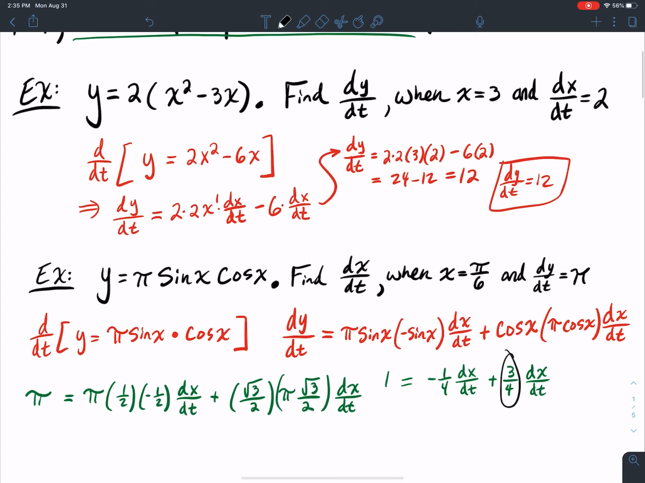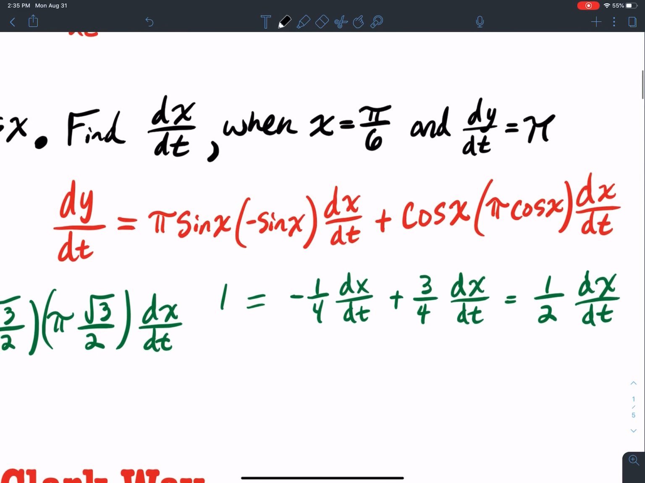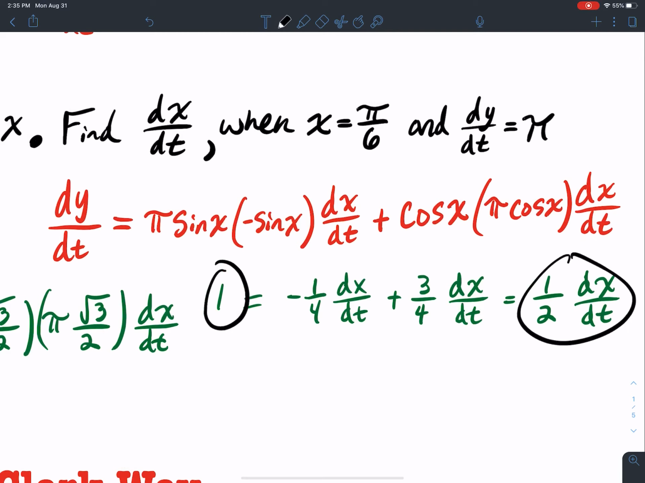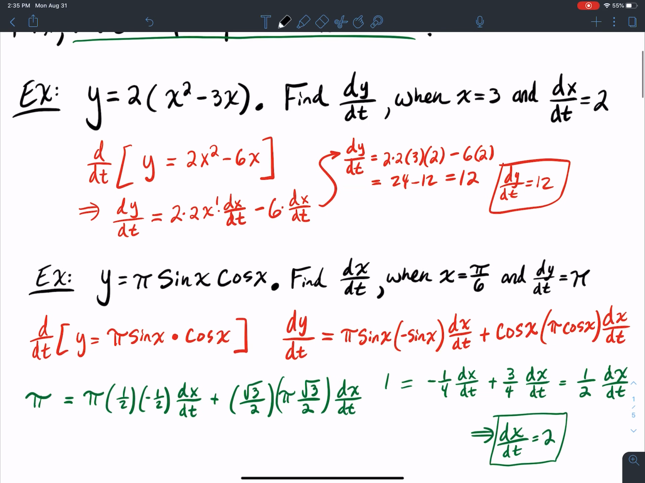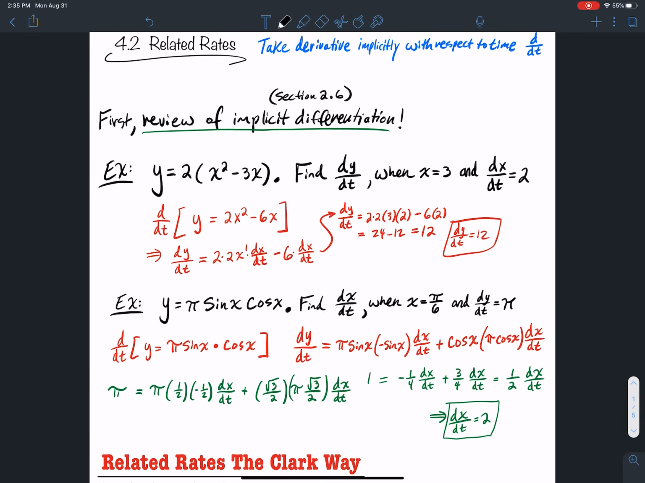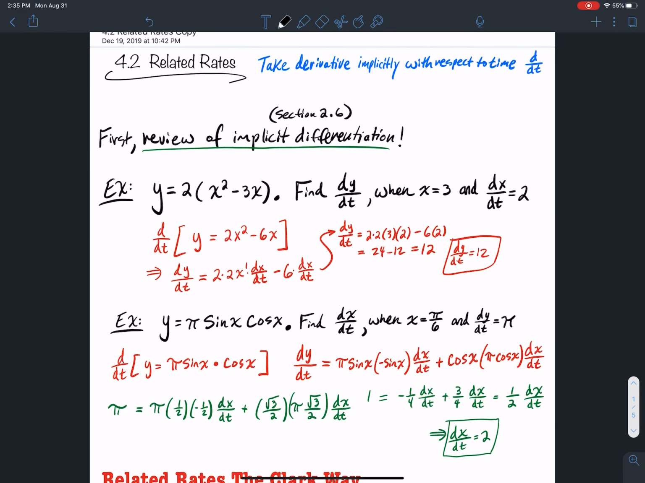Now, I've got 3/4 and negative 1/4, that makes a half. So 1/2 dx/dt. And so I need to solve this. 1 equals 1/2 dx/dt. If I multiply both sides by 2, I get 2 equals dx/dt, which is my desired solution right there. So this video is more just to get you ready for related rates. The hard part of related rates is setting up the problem, and then after that, it's just taking derivatives implicitly with respect to t. Okay?